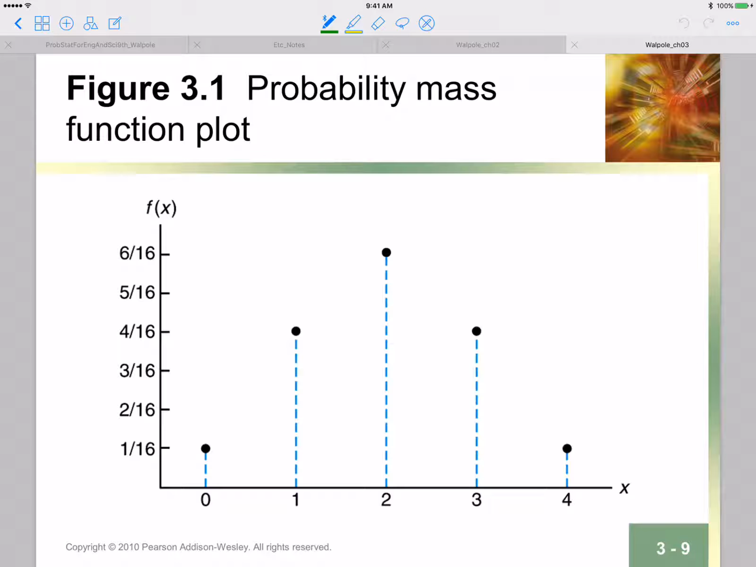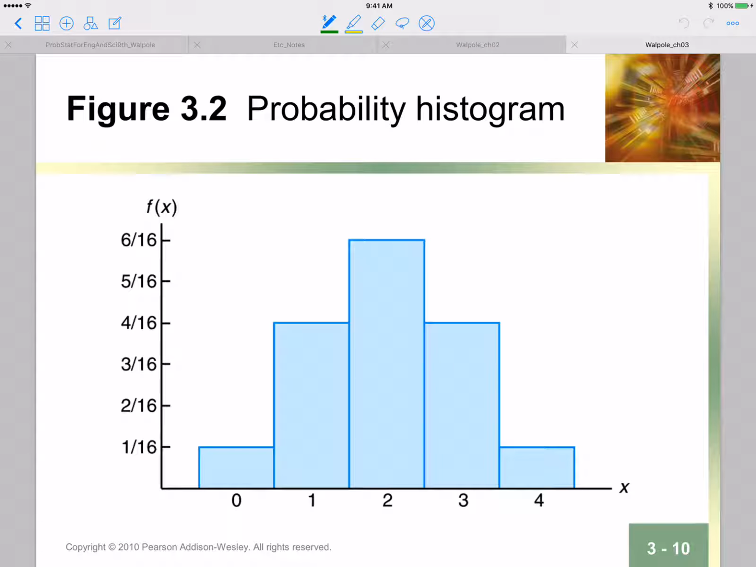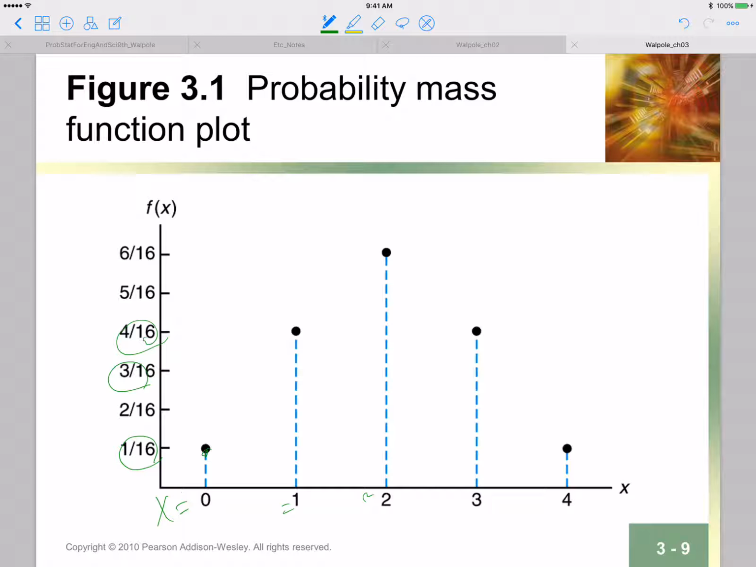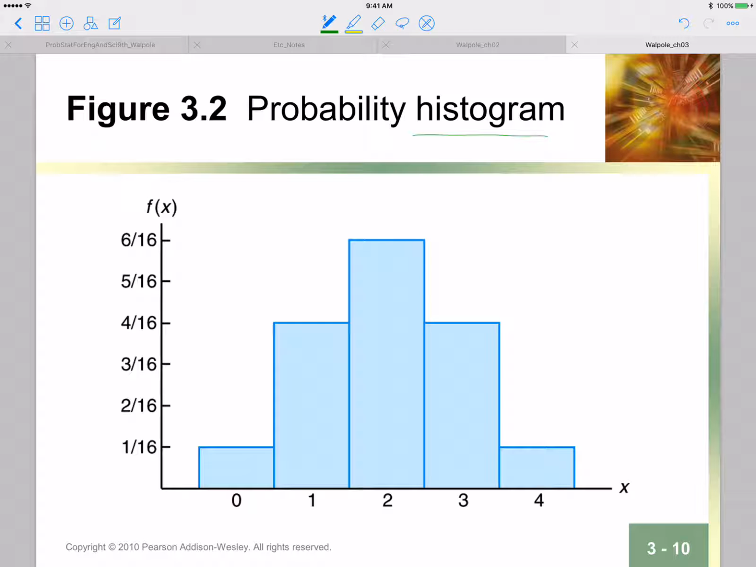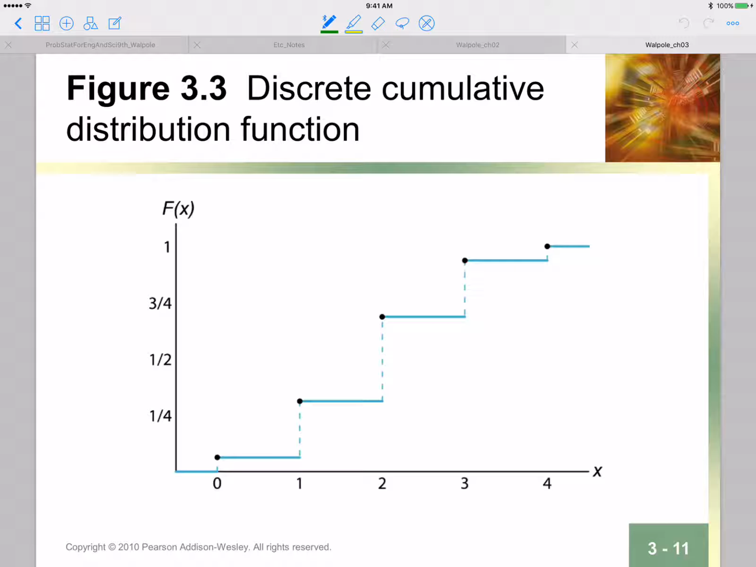Okay, then this is an example of a probability mass function. So when x is 0, 1, 2, 3, and 4, they have these non-negative probability values, and summing up all these values, they should sum up to 1. And then they can be represented as this histogram. Instead of just a point, we can make them as this bar graph. Okay, so that is called the probability histogram. And then we can think of this cumulative distribution function.